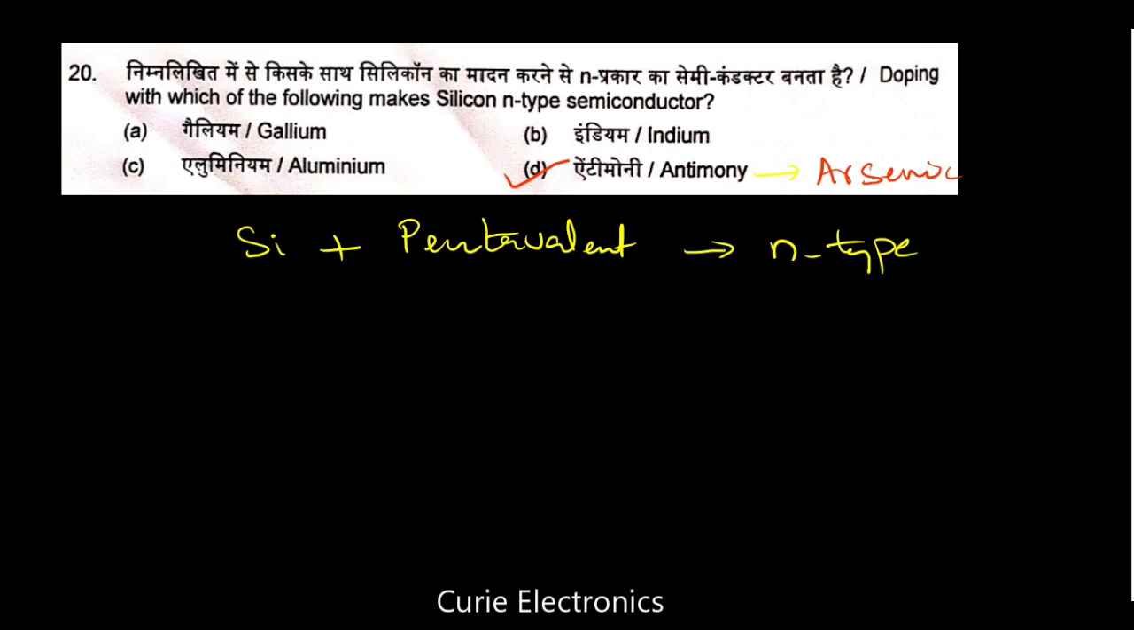But all the other elements, that is gallium, aluminium, indium, are trivalent impurities. If we add these, we will get a P-type semiconductor. So to get an N-type semiconductor, we have to add a fifth group element, that is antimony or arsenic.